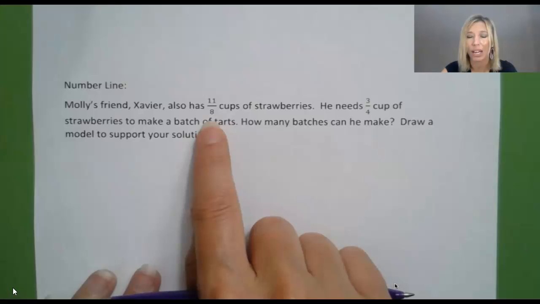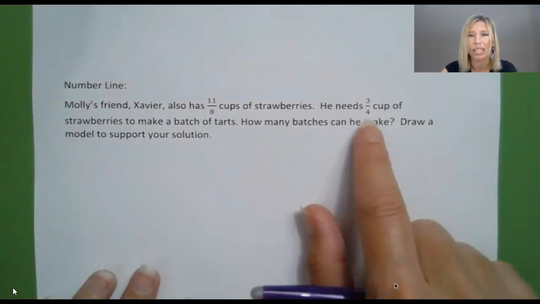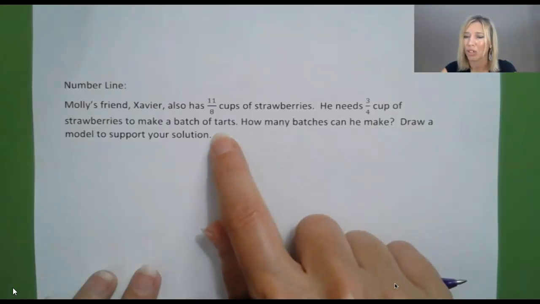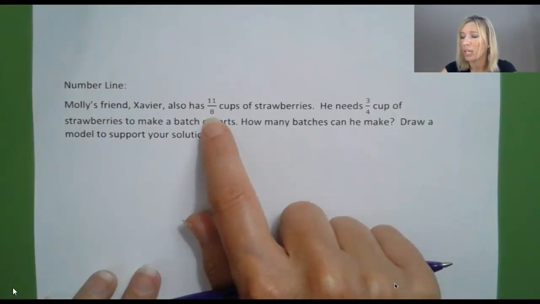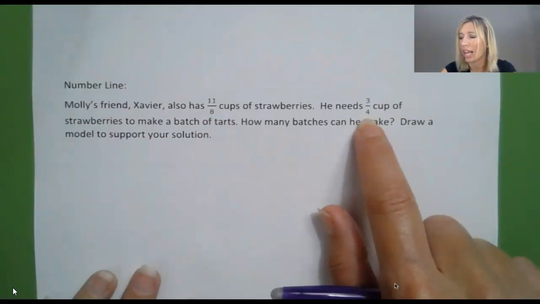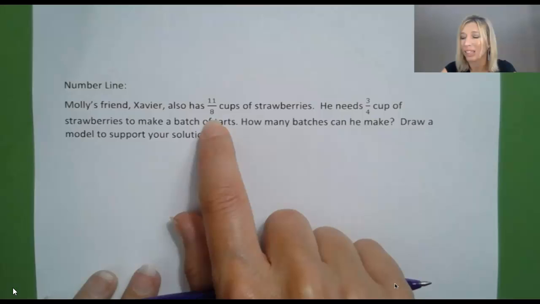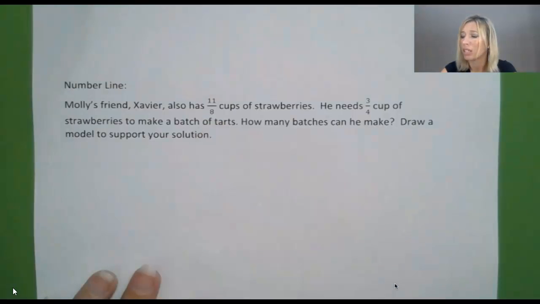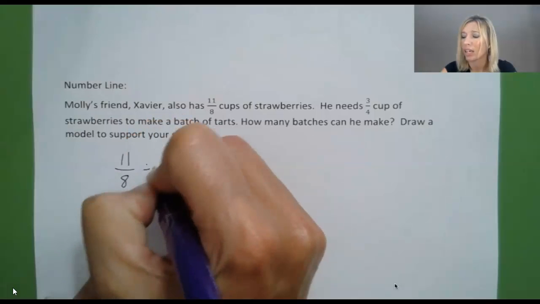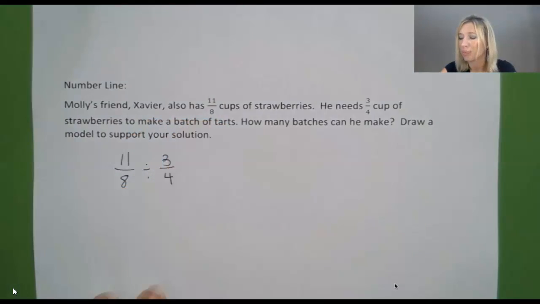So Molly's friend Xavier has 11/8 cups of strawberries. He needs 3/4 cups to make the batch of tarts. So this is what we have, and the question it seems to be asking us is how many of the 3/4 are in 11/8? That means this question is modeling measurement division. Let's write the division equation now. 11/8 divided by 3/4.